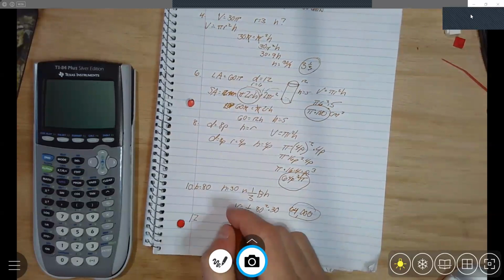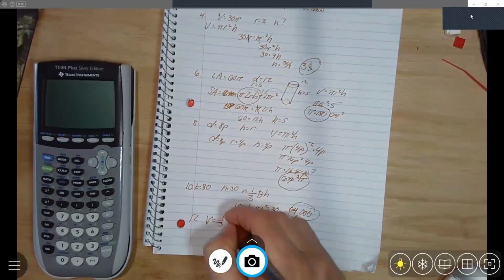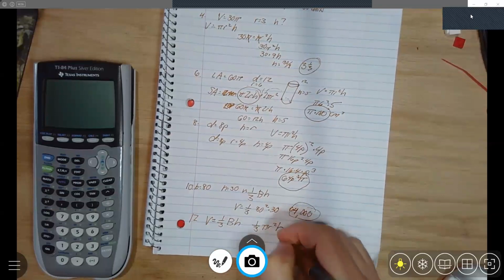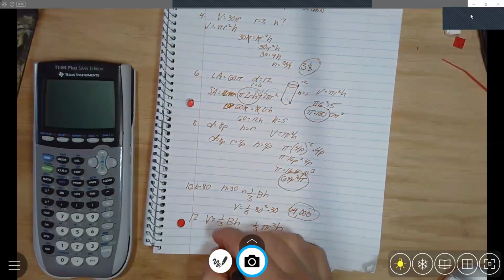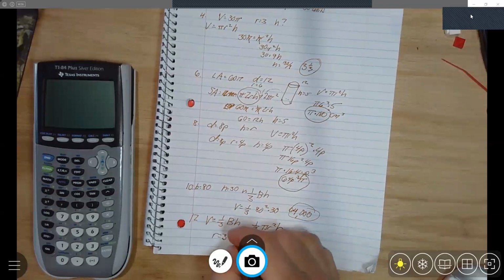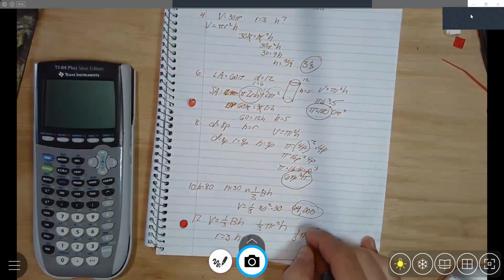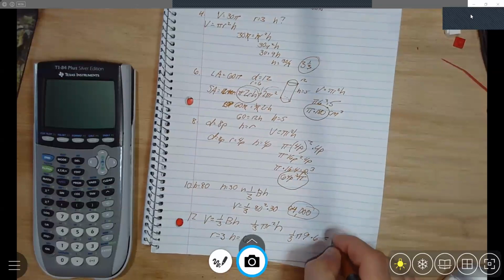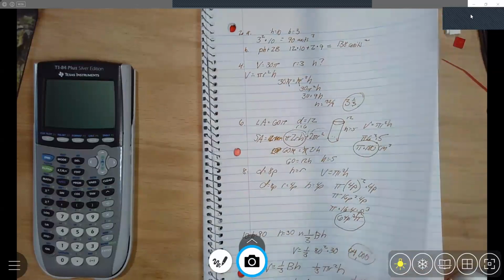Number 12, find the volume of the cone at the right. So the volume of a cone is just like a pyramid, 1/3 area of the base times the height, so 1/3 pi r squared h. And we have the radius of 3 and a height of 6. So 1/3 pi 9, 3 squared is 9, times 6. So 1/3 of 9 is 3, 3 times 6 is 18. So 18 pi is the volume of your cone.